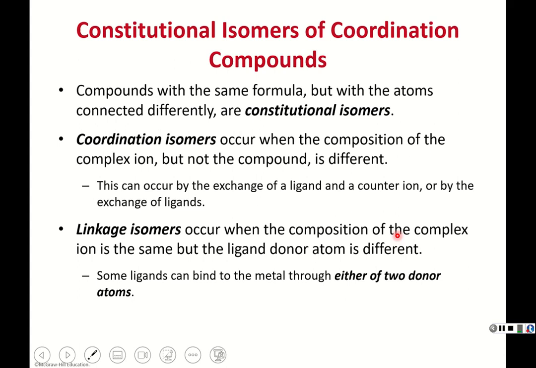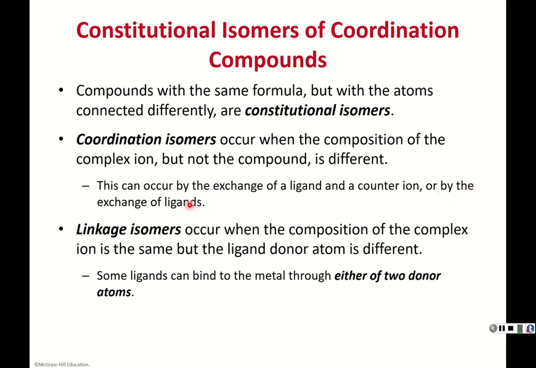Coordination isomers occur when the composition of the complex ion, but not the compound, is different. This can occur by the exchange of a ligand and a counter ion. So if one of your counter ions moves in to be a ligand and one of your ligands moves out to be a counter ion, that would be what's known as a coordination isomer. So the overall formula, you have the same number of molecules, but they're just connected differently. You can also get this just by the simple exchange of ligands.